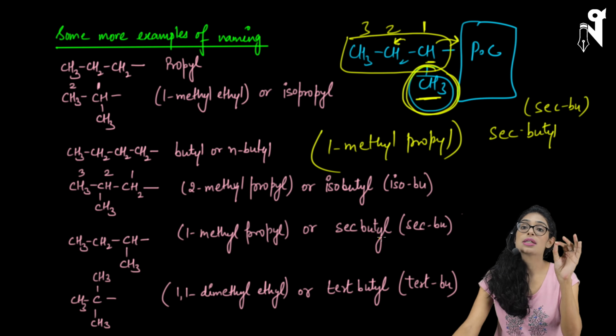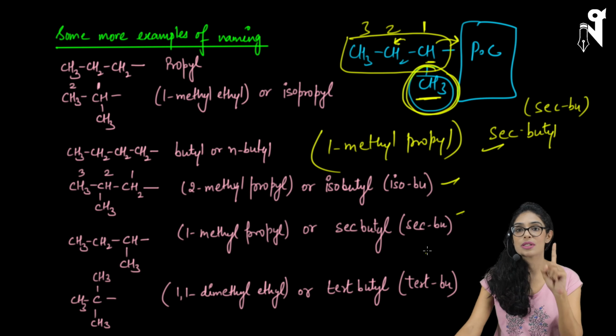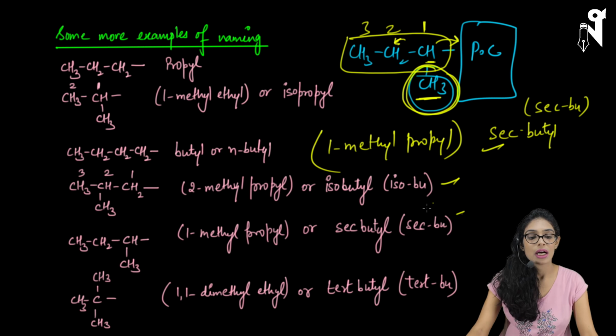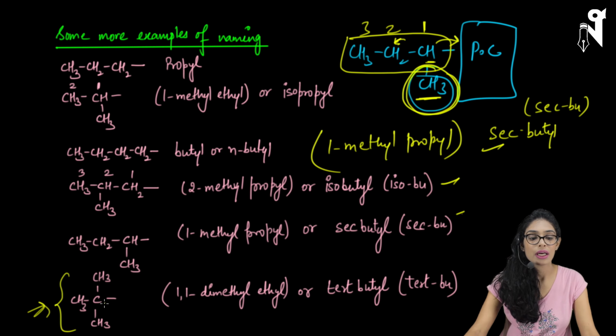Isobutyl is when CH3 is present on the second carbon. Secondary butyl is when CH3 is present on the first carbon of a branch. Now come to the next way. The other way four carbons can be arranged is a carbon with CH3, CH3 and CH3. Basically, you have arranged it in this way. Now there is the center carbon over here.